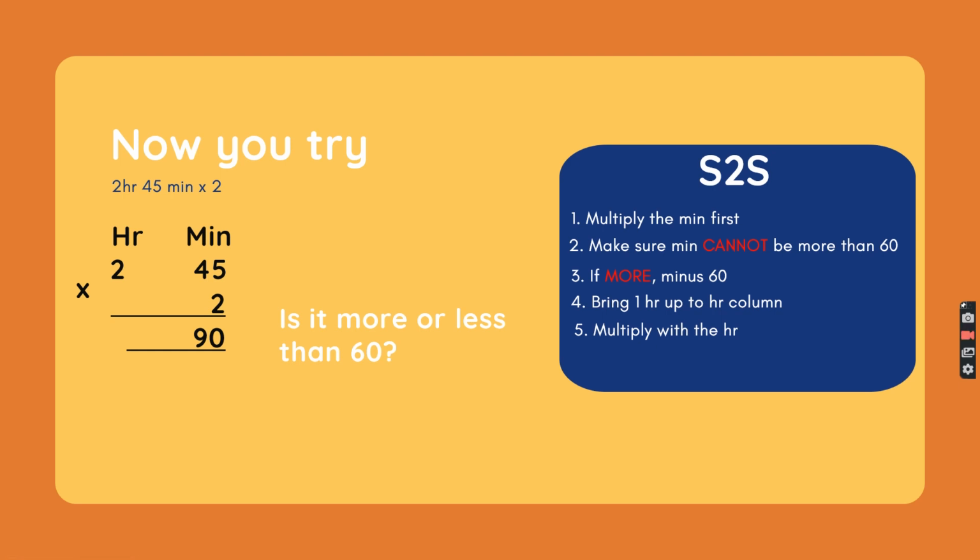If it's more, then what do you have to do? If it's less, then what do you do after that? So S2S is right here. Just follow the steps. If you are still unsure or confused, you can always go back to the examples, number 1, number 2, or number 3, to guide you. And for this one, the answer is 5 hours 30 minutes.